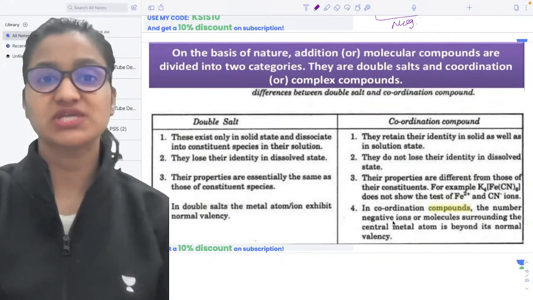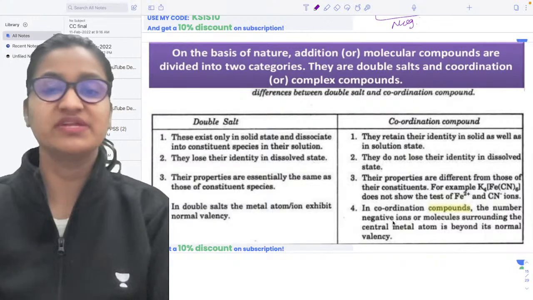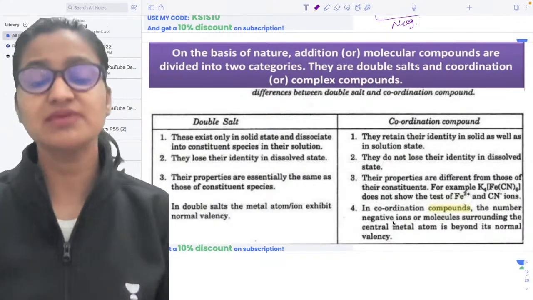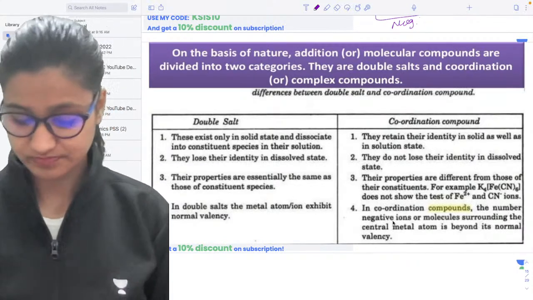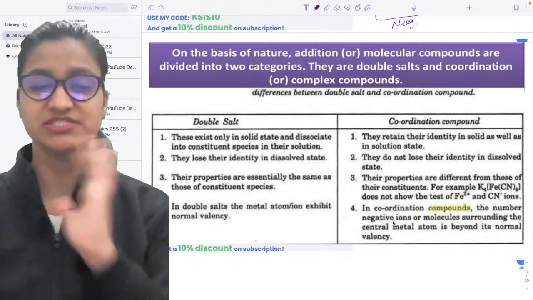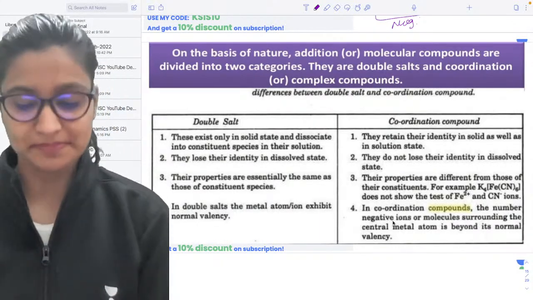Okay, what are addition compounds, and differentiate between double salts and coordination compounds. Sometimes this is your 3 marker question. Here you can see the exact differences between double salts and coordination compounds, right?